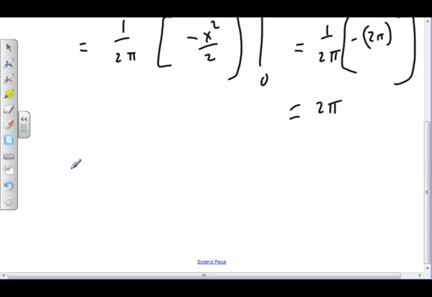And then we're going to look at An. Normally what I do is calculate A1, A2, A3, A4, and then figure out what An is later, but we're going to skip those steps and go right to An. 1 over pi, integral 0 to 2 pi, minus x cosine nx dx.